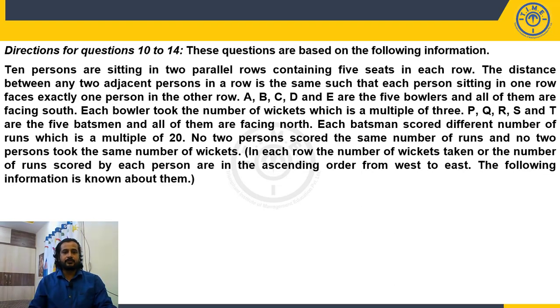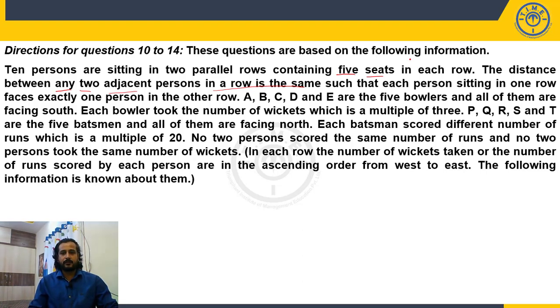Directions for questions 10 to 14. These questions are based on the following information. 10 persons are sitting in 2 parallel rows containing 5 seats in each row. The distance between any 2 adjacent persons in a row is the same, such that each person sitting in one row faces exactly one person sitting in the other row.